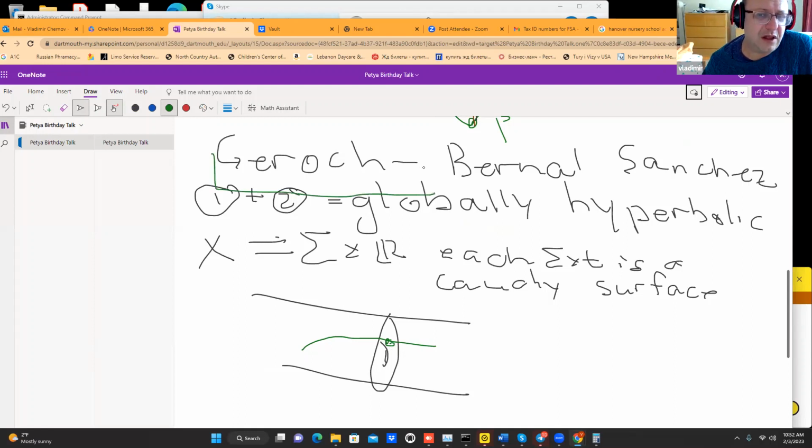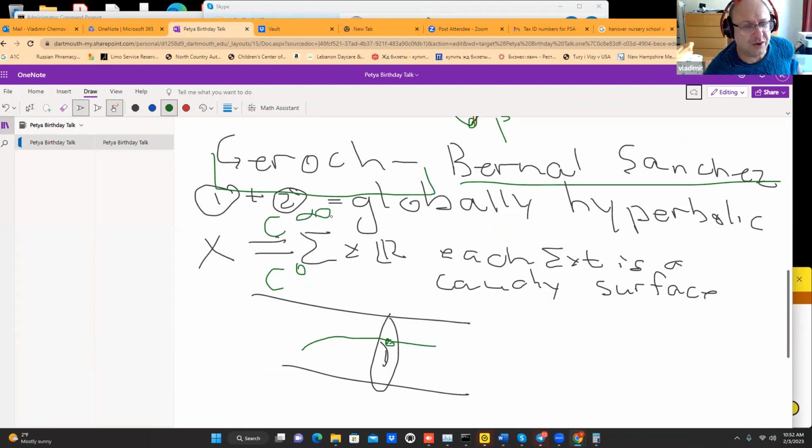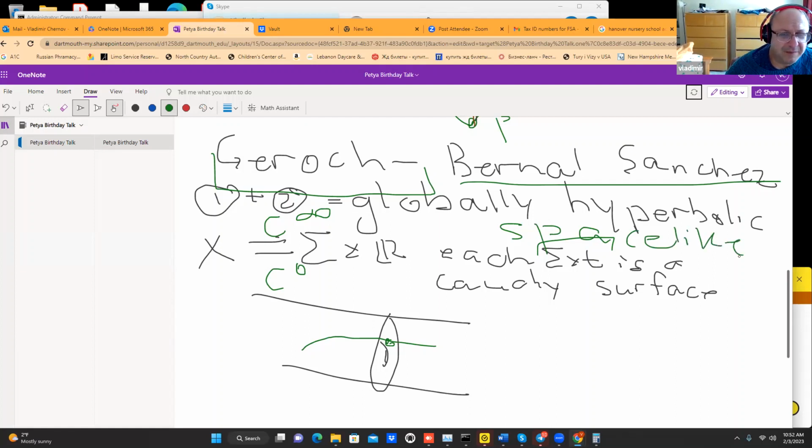So the Geroch theorem is about C0 identification of the space-time and sigma cross R. The Bernal-Sanchez theorem is about the C-infinity identification. As you all know, there are manifolds which are smooth and homeomorphic, but not diffeomorphic. So Bernal-Sanchez strengthened the result of Geroch, and they proved that a globally hyperbolic space-time is diffeomorphic to sigma cross R. And they also proved that you can assume that sigma cross t is space-like, which by definition means that the restriction of the Lorentz metric to sigma cross t is Riemannian. Does it make sense?